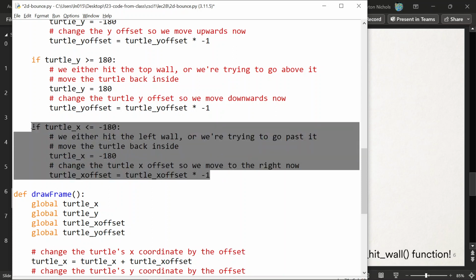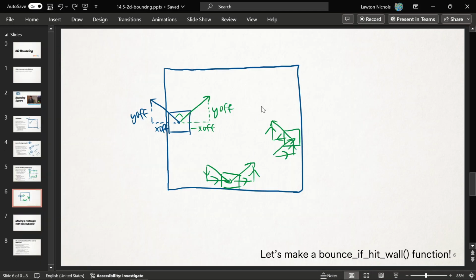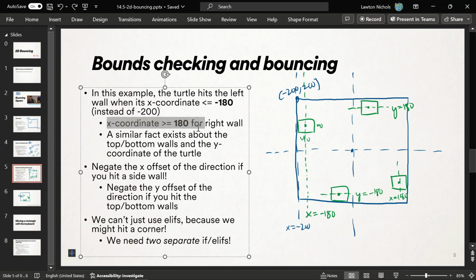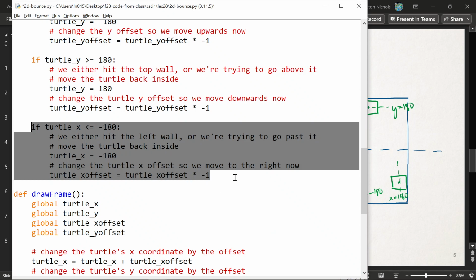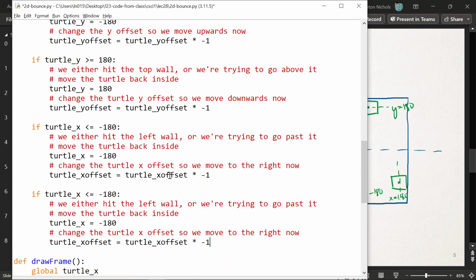And then one more for the left wall. That was for the left wall, for the x. And then one more for the x on the right wall. We know we hit the right wall if our x is greater than or equal to 180. If our x is greater than or equal to positive 180, that means we either hit the right wall or we're trying to go past it. So move the turtle right back, just grazing that wall again, make it exactly 180, put him on the edge, and then again change the x offset so we're moving to the left now.